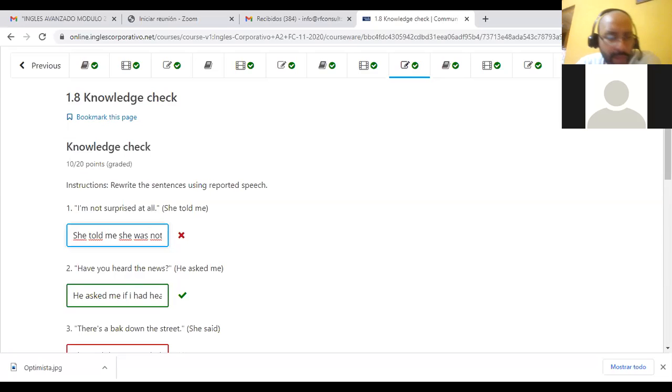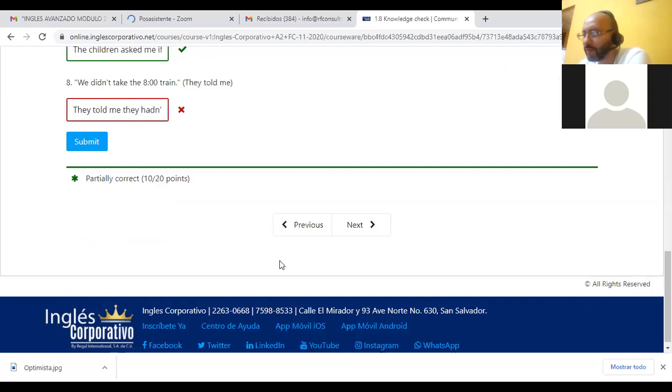Show me your screen better. Because something is wrong, because the answer sounds completely correct. Okay. She told me she, okay. Put a contraction. Don't put she was not. Put a contraction. She wasn't. She wasn't surprised, past tense. That's right. And it wasn't, yes? At all. Okay, check that. Yeah, that was the problem.